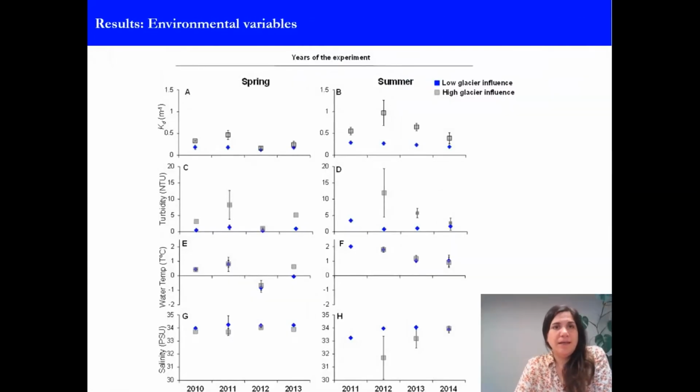In this figure, we can see the results for KD and turbidity in spring and summer. And this shows that in general, the values for KD, that is light attenuation, and turbidity were higher in the high glacial influence area than in the low glacial influence area.